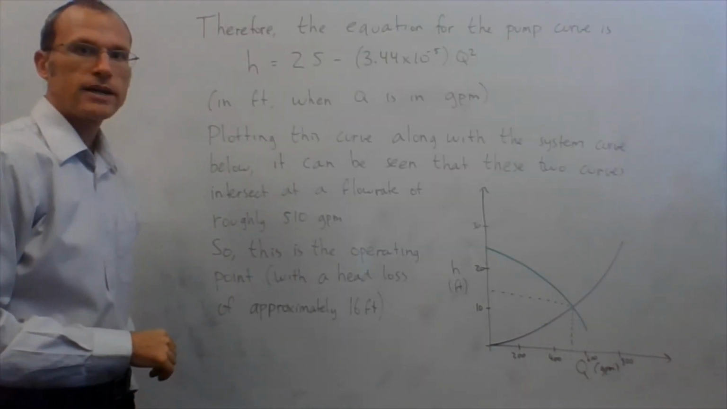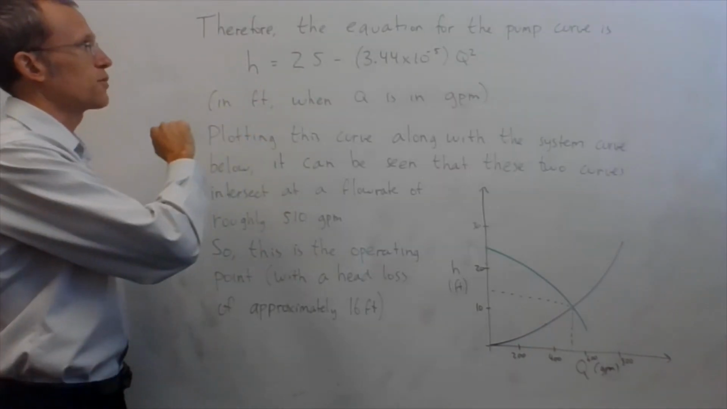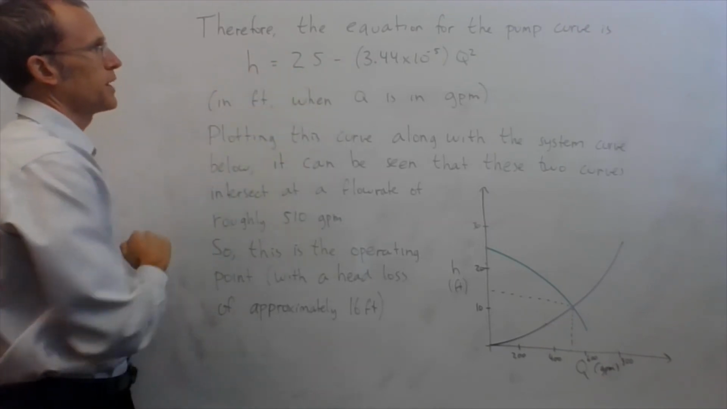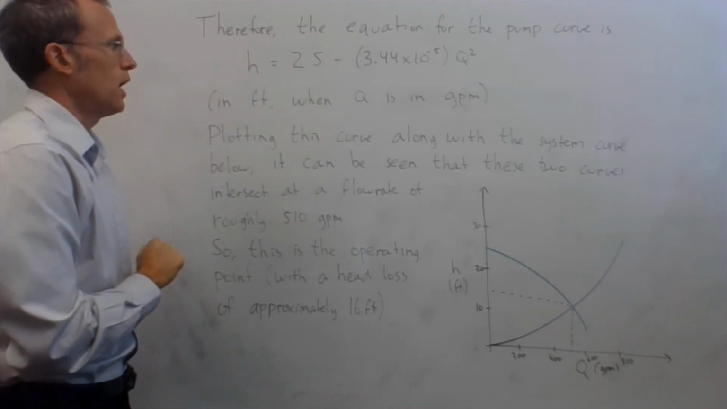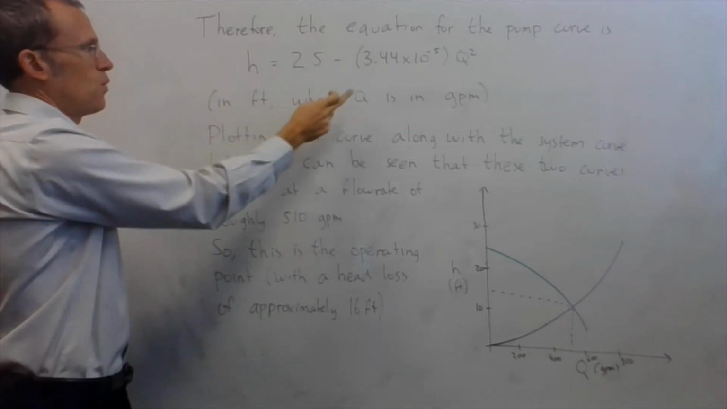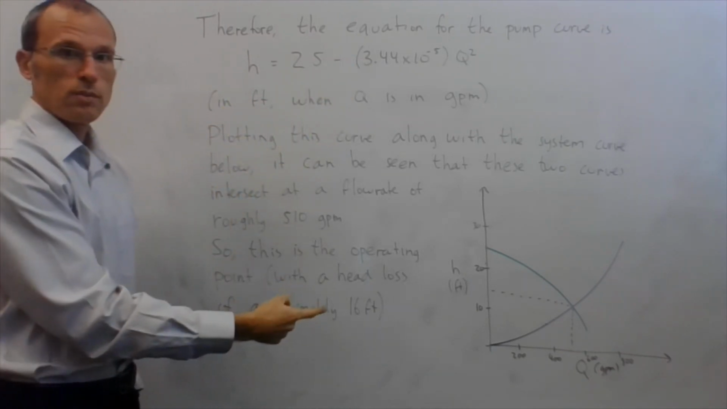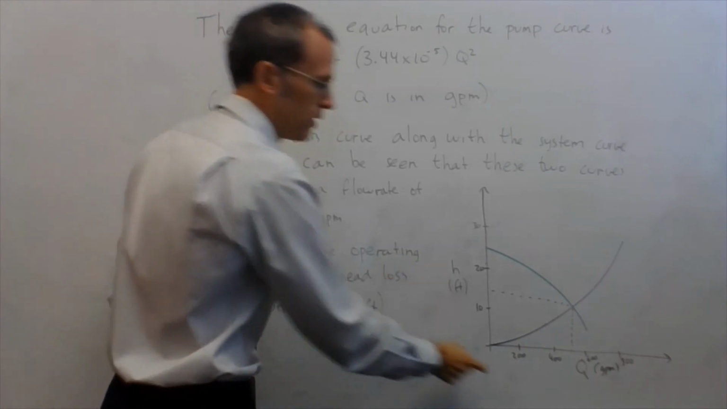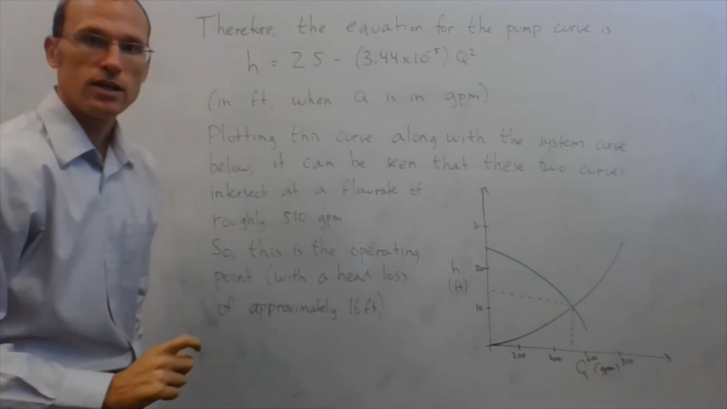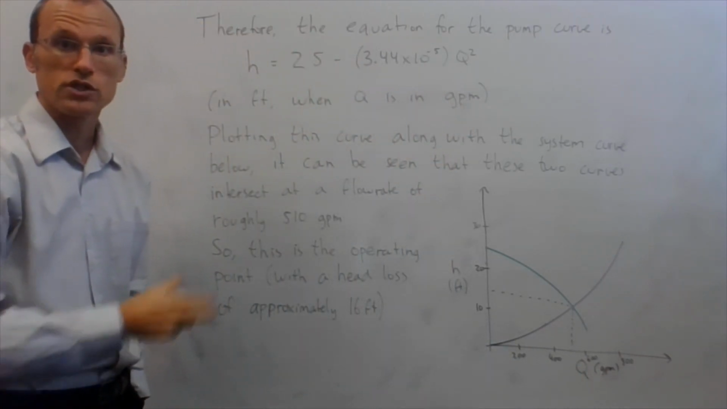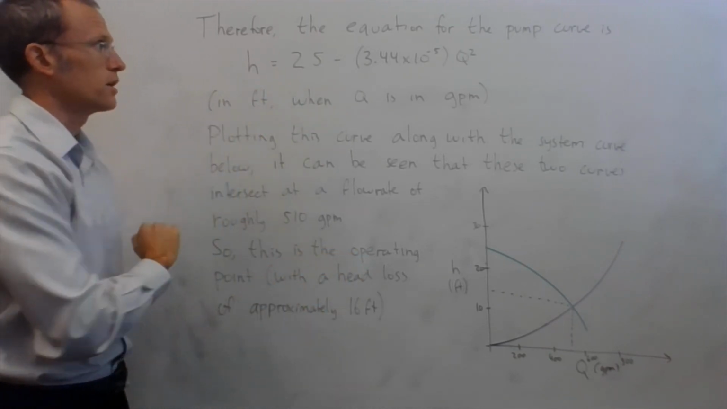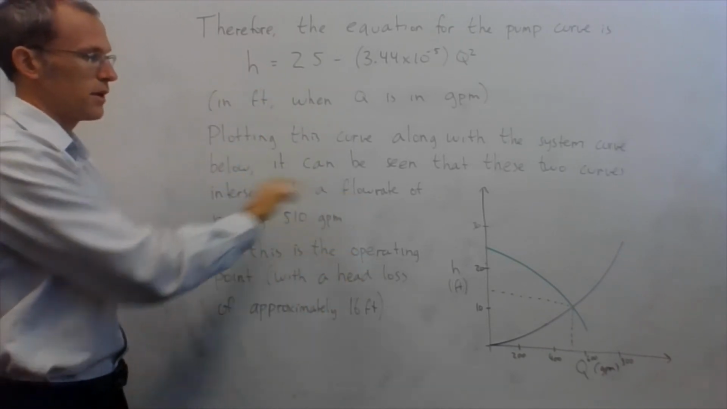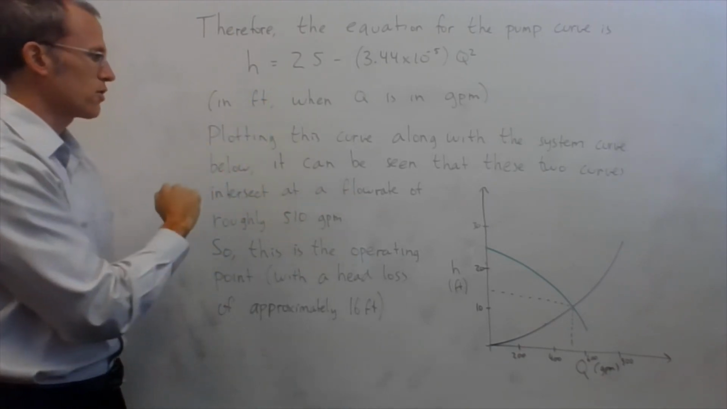So plugging A and B back into my equation, I get an equation for my pump curve. H is 25 minus 3.44 times 10 to the negative fifth times Q squared. And this will give me an H in feet when Q is in gallons per minute, which is what my curve actually has. So H is in feet, Q was in gallons per minute. That's why I didn't bother doing any unit conversions. I want to keep them in these units because that's what is plotted down there. So that's my equation. If I actually plotted that, my green line is that curve.